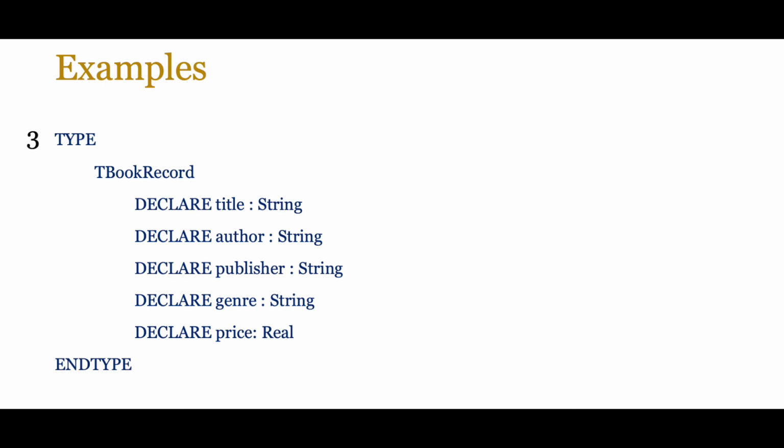So when you try to create a record data type in pseudocode, you write type at the top and end type at the end of that. Just like when you would do that procedure and end procedure, function and end function, you've got to do the same thing for the record data type.